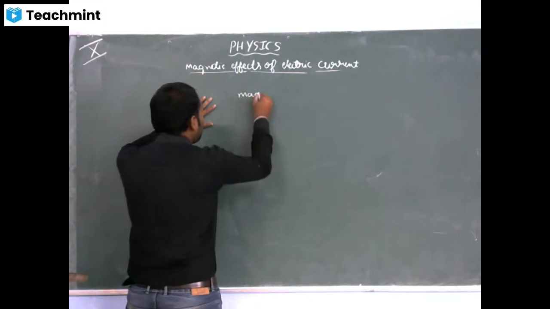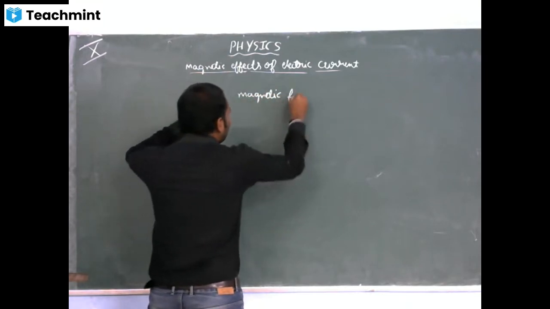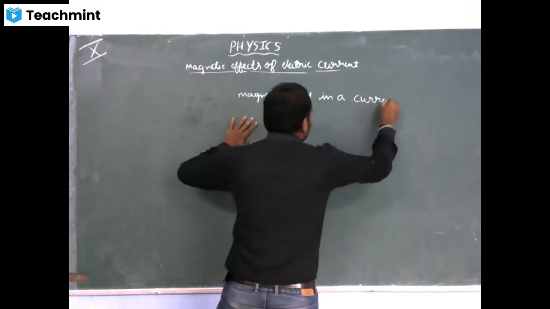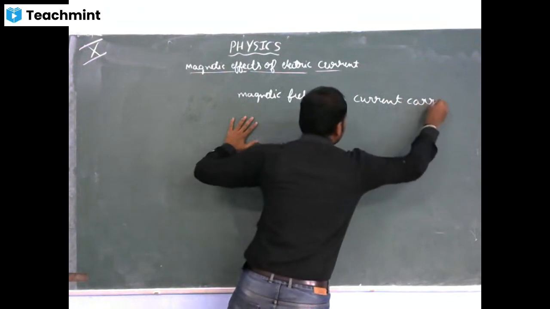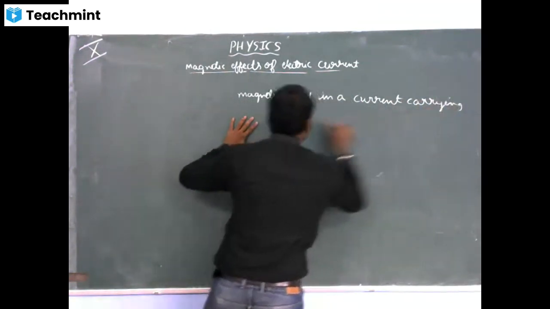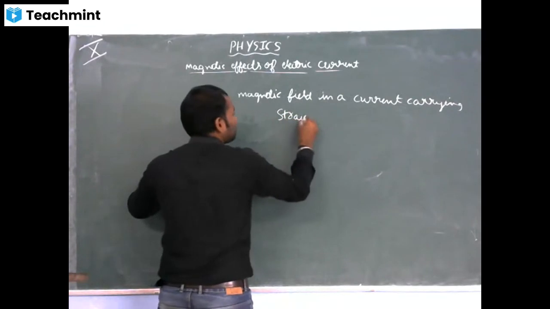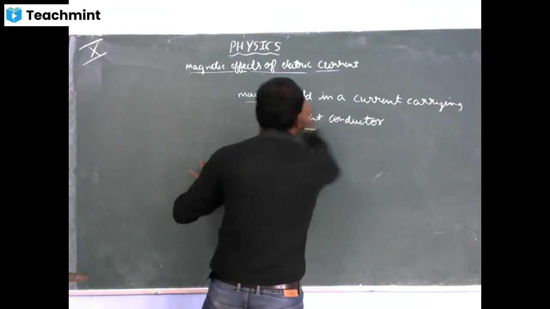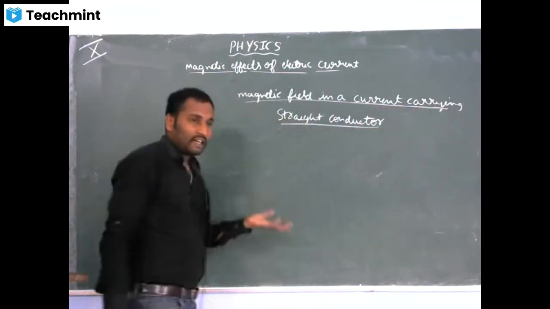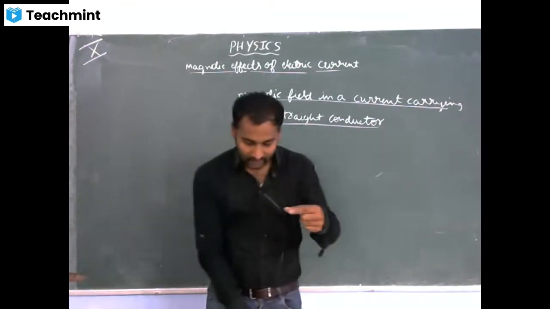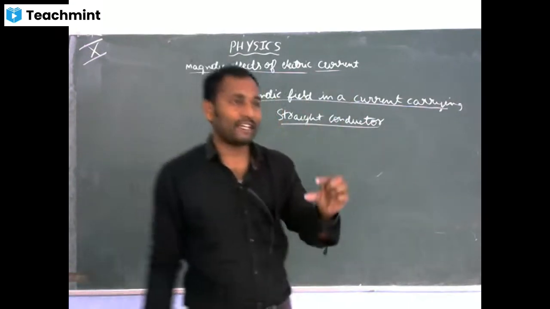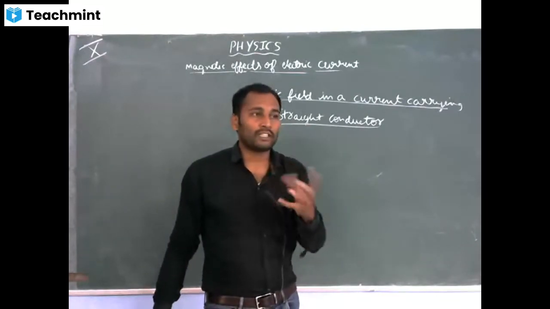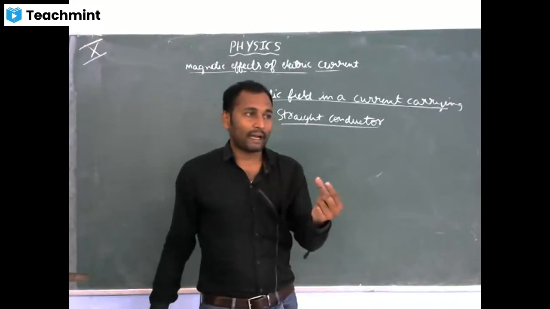Magnetic field in a current carrying straight conductor. So in the first, I have taken a bar magnet. I said around the region there will be magnetic field, and I also explained how the magnetic field lines will travel and what are the properties of magnetic field in the case of bar magnet.